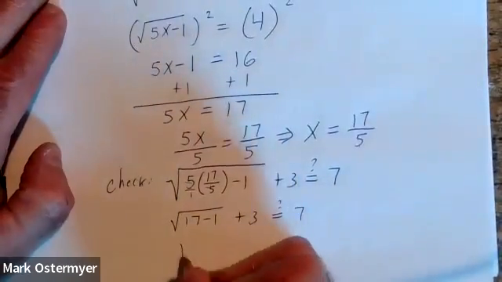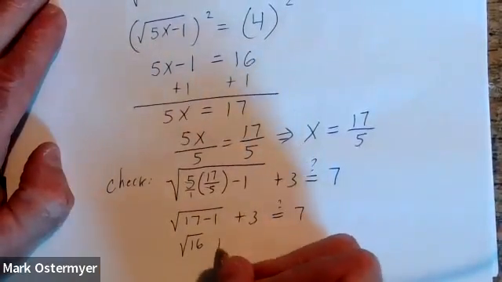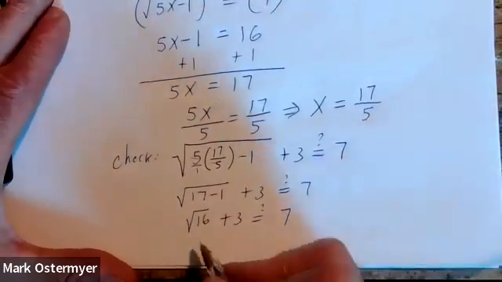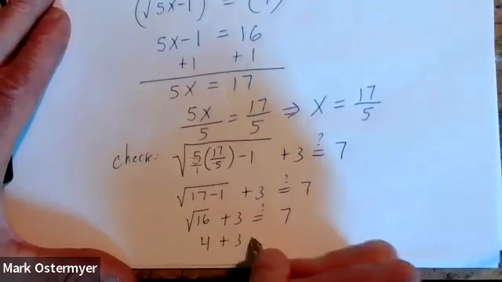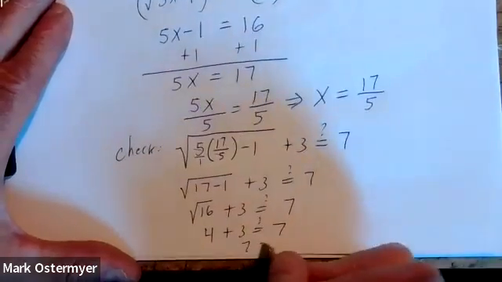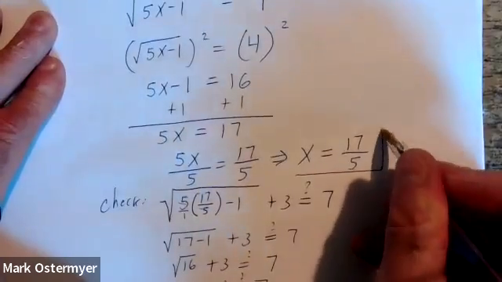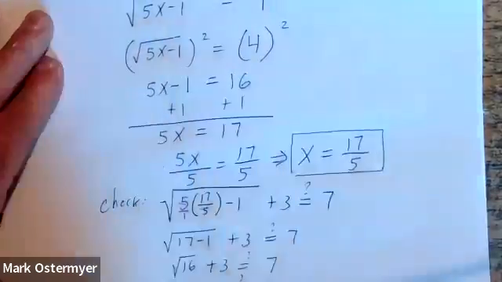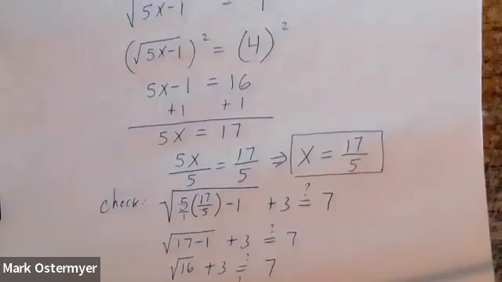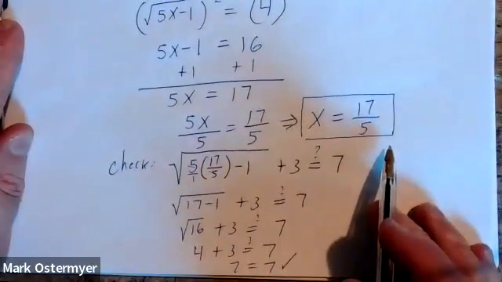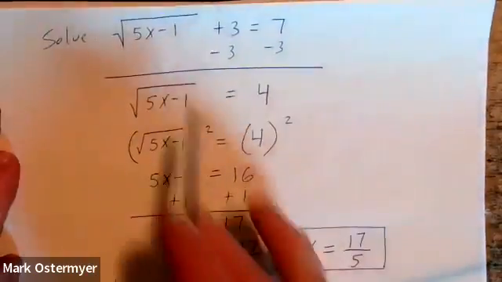Square root of 17 minus 1 is the square root of 16. The square root of 16 plus 3. Is that equal to 7? Well, the square root of 16 is 4. Is 4 plus 3 equal to 7? And it does indeed check out. So therefore, we will retain 17/5 as being the only solution, excuse me, to this radical or square root equation. So 17/5 is the solution to this equation.